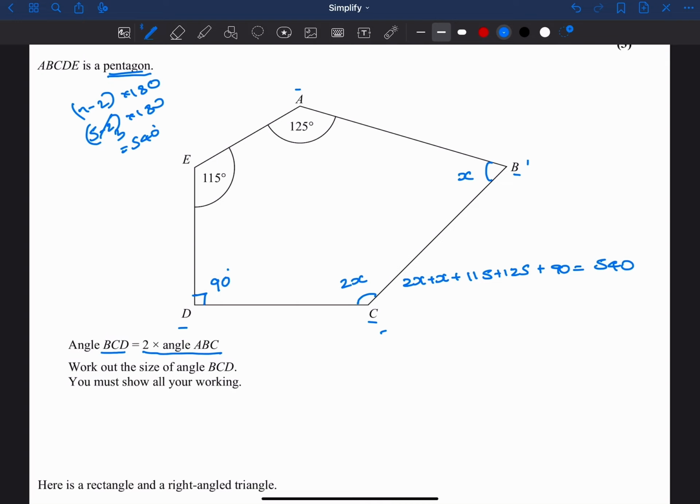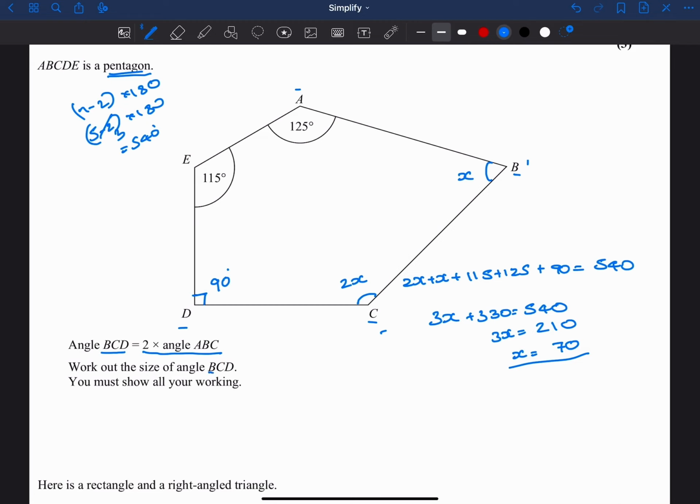If I add it, x and 2x gives me 3x. And 115 plus 125 plus 90 gives me 330. So 3x plus 330 equals 540. Subtract 330 from both sides: 3x is equal to 210. Then divide by 3 on both sides, which gives me 70. x is 70. Is that my final answer?